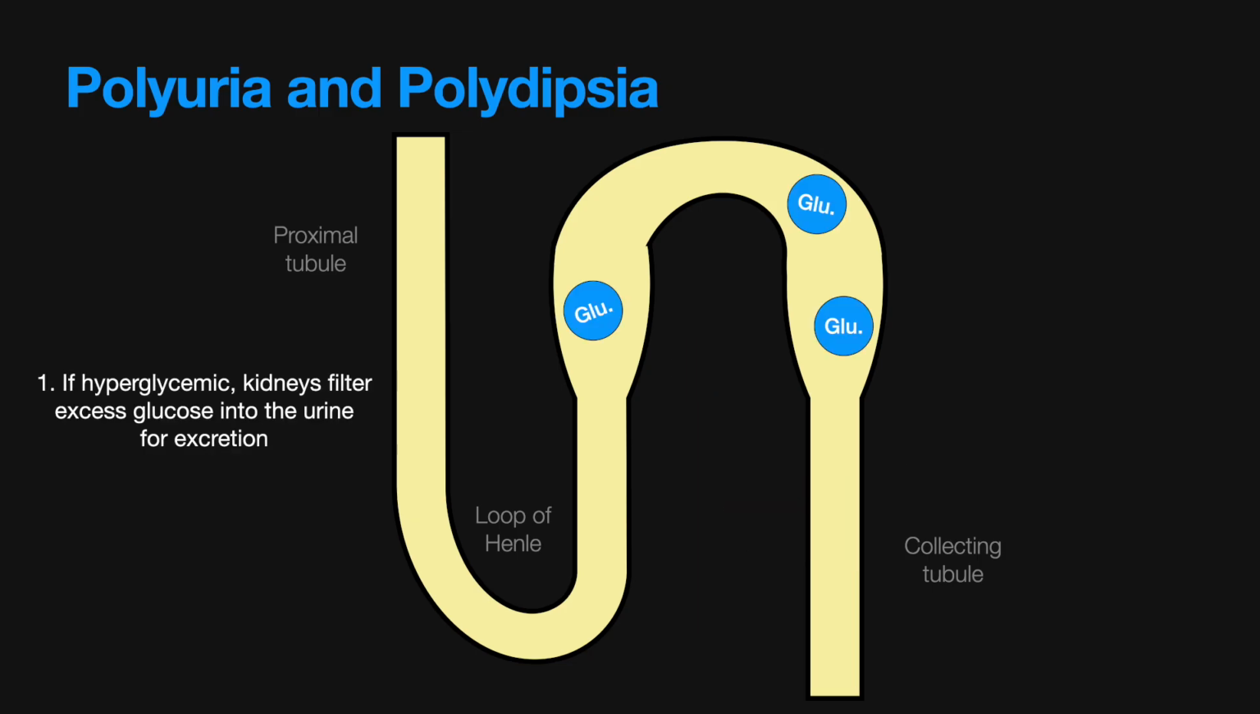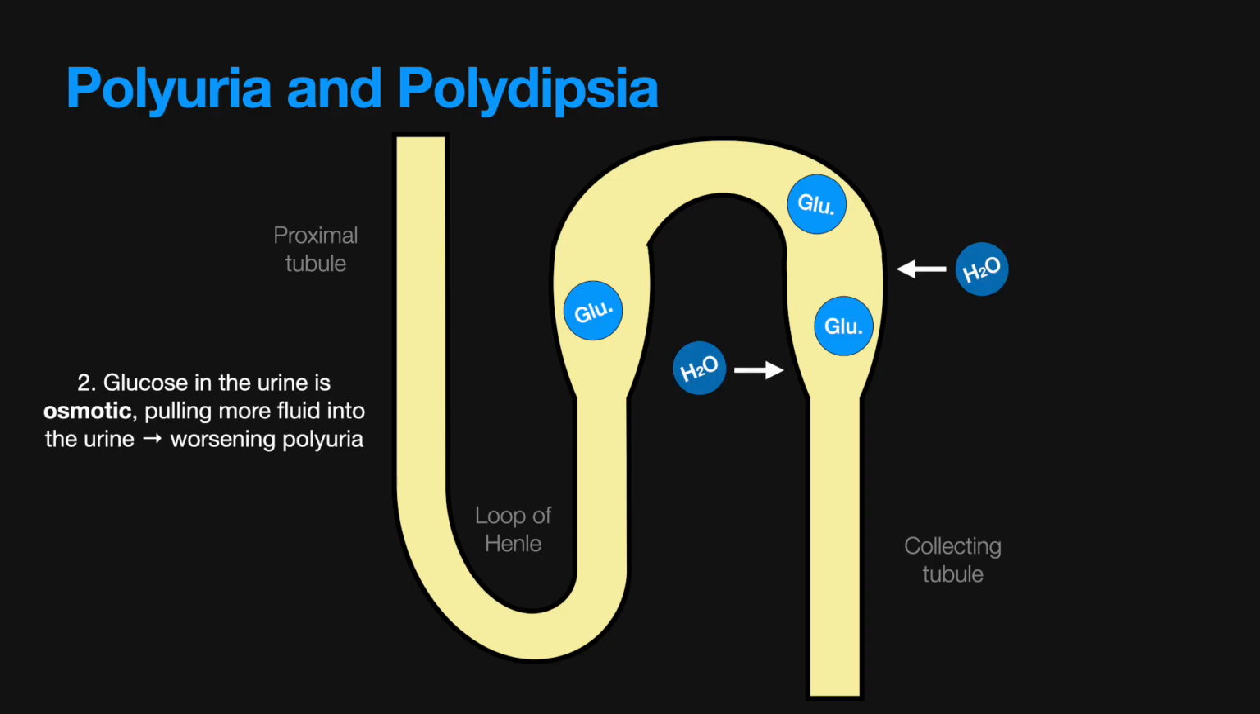If the animal is diabetic, the polyuria and polydipsia can actually get worse. This is because the kidneys filter the excess glucose into the urine for excretion. Glucose within the urine is osmotic and therefore pulls more fluid into the urine, making the polyuria worse than it would have been with just hyperadrenocorticism alone.